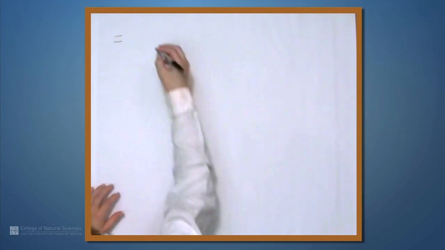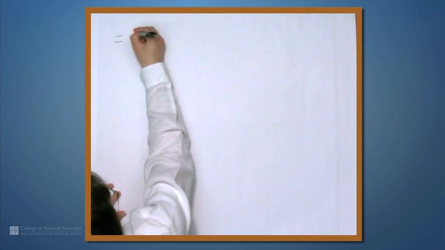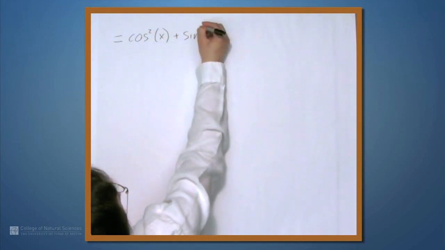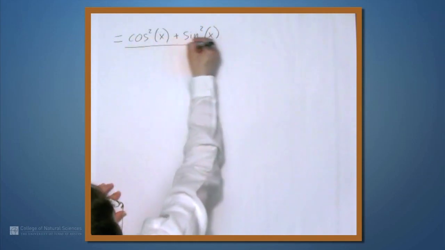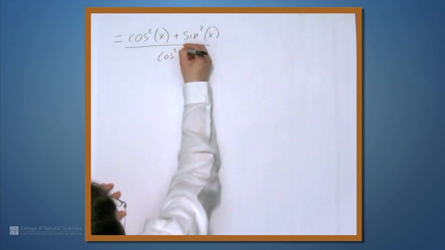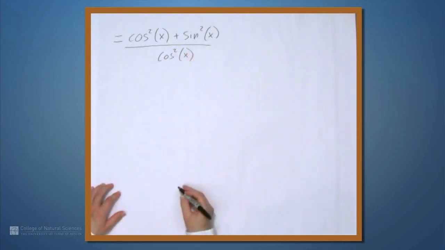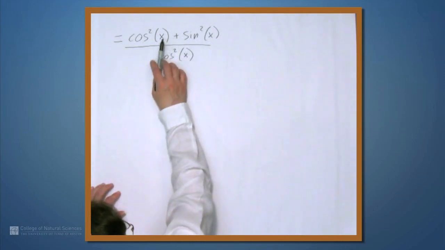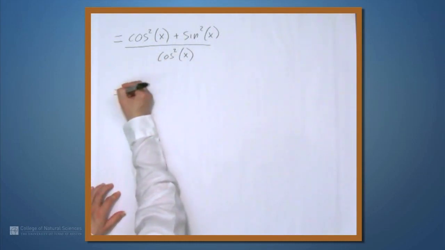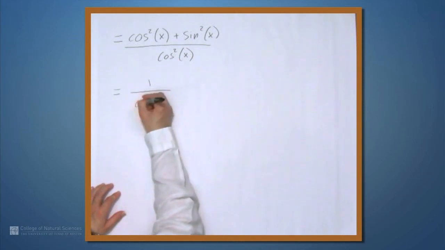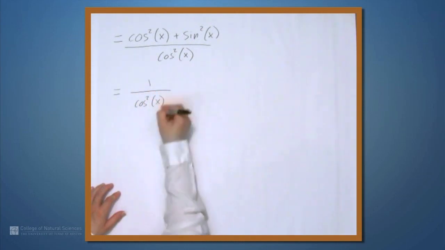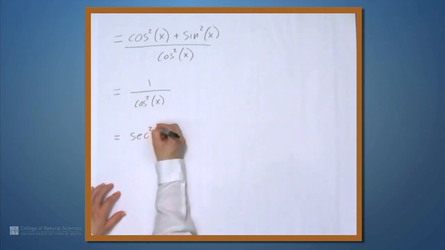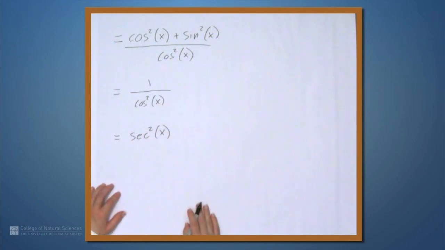So continuing, this is equal to cosine squared x plus sine squared x all over cosine squared x. Well, what is this? Usually we write it as sine squared plus cosine squared, but whichever order we see it in, this numerator is just 1. So this is 1 over cosine squared x, and we can write that as secant squared of x.